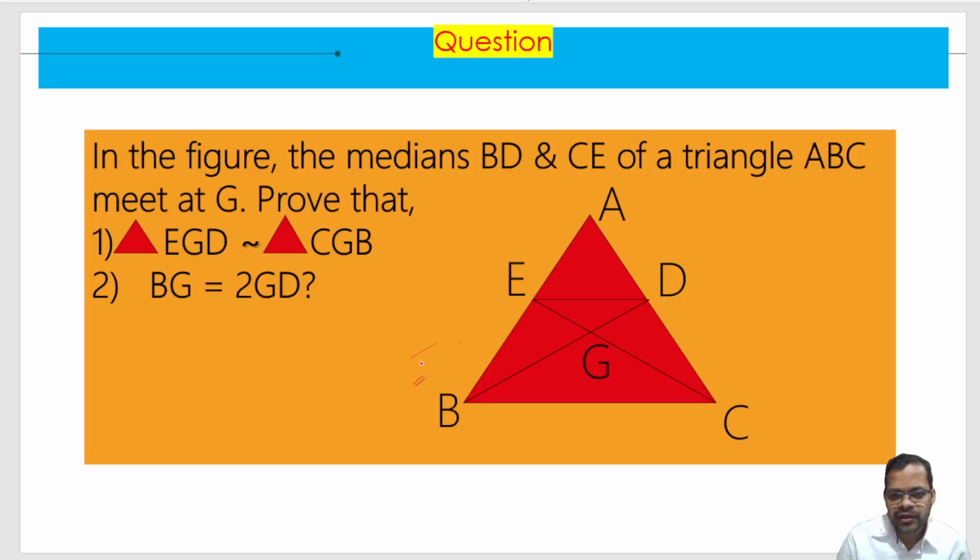So let's solve this. I hope that you are able to understand the question. It's pretty clear. It is related to similarity of triangles, and it says that triangle EGD is similar to triangle CGB. So this is the triangle. We have to prove that these two triangles are similar, okay, and BG is equal to 2GD. Okay, so let's solve this.